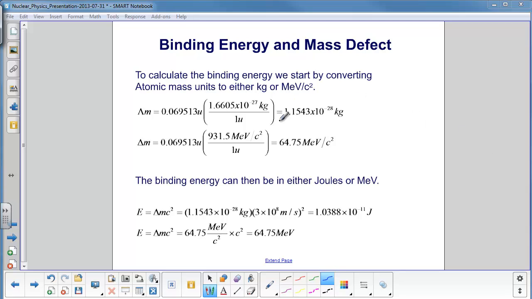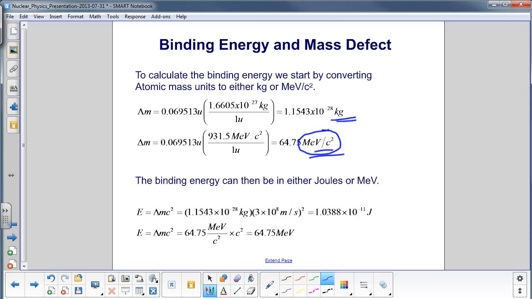So we need to convert the mass defect that we found on the previous slide to either kilograms or this other unit. Now we're going to see why this sometimes is more convenient to use, and certainly for nuclear physics it's more convenient to use. We have here how many kilograms there are per atomic mass unit, and then we have 931.5 MeV divided by c squared per atomic mass unit. So we have 2 mass defects here. One is in kilograms, one is in this other slightly more unusual unit.